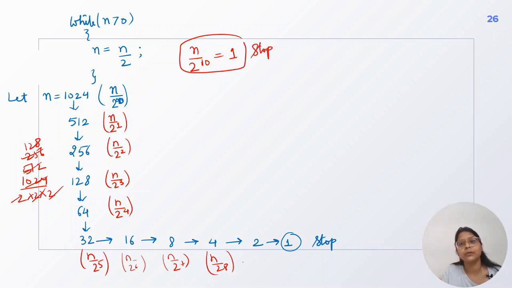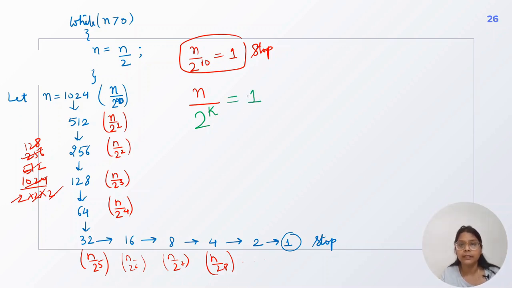You will stop executing. So for the value of n upon what? n upon 2 to the power of some constant. It can be any constant. This loop will execute how many times? n upon 2 to the power k, where the constant becomes 1.